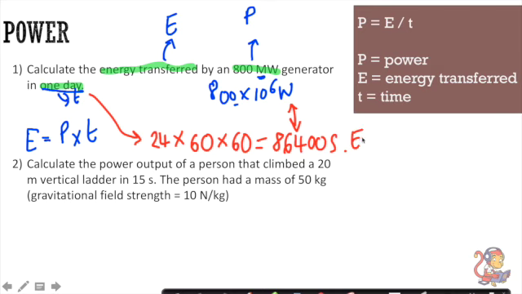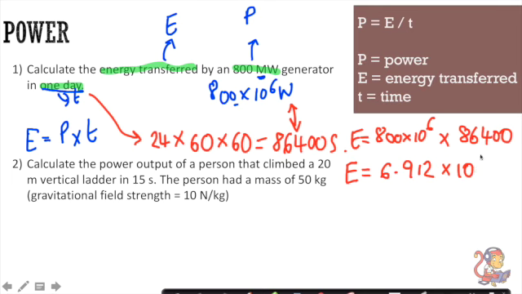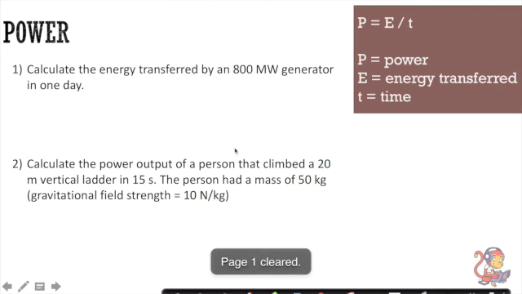So we get E equals 800 times 10 to the 6, because that is our power, multiplied by 86,400 seconds, and we'll get the energy transferred by this generator as 6.912 times 10 to the 13 joules. And if you get a number like this, you can just write it down in standard form like this, 6.912 times 10 to the 13 joules.